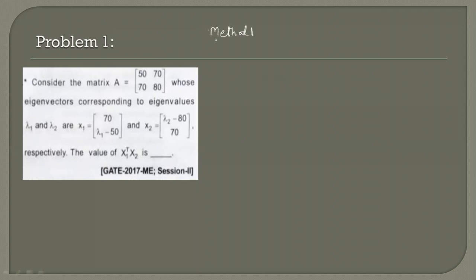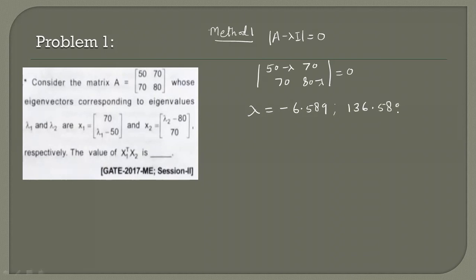Method 1. You find the eigenvalues of this matrix. For finding the eigenvalues, you need the determinant characteristic equation of this matrix: determinant of A minus lambda I equals 0, that is, 50 minus lambda, 70, 70, 80 minus lambda equal to 0. If you simplify it using a calculator, you can see that lambda is equal to minus 6.589 and another lambda is equal to 136.589.